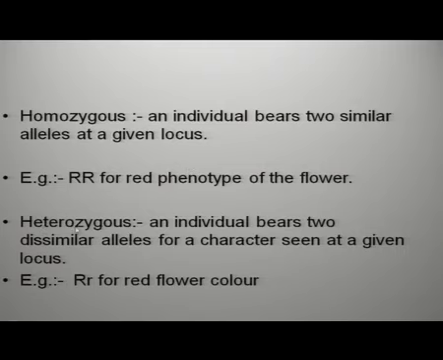Now, regarding heterozygous, an individual bears two different alleles for a particular character seen at the given locus. For example, if an individual is heterozygous tall, then it will be represented as capital T small t. And for red flower color, if the plant is heterozygous, then we will write it as capital R small r.